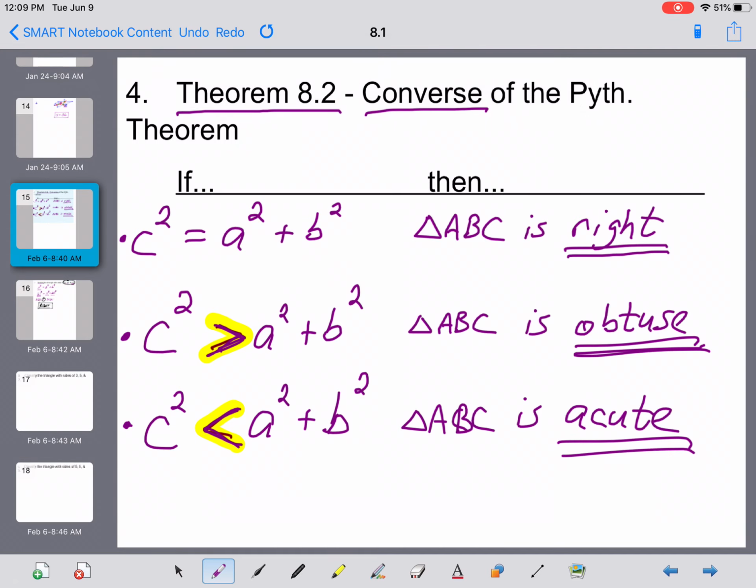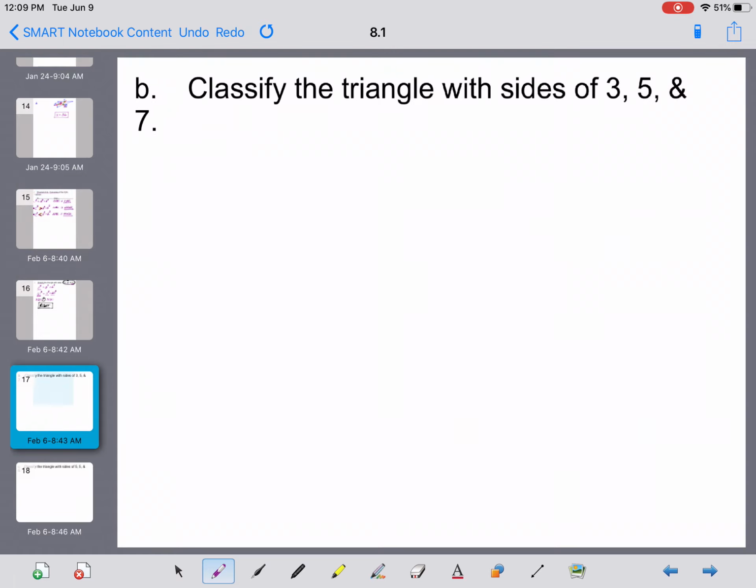So I am going to get rid of some of that junk that I just wrote there. This is the important takeaway. So now with those three things written down, let's see what's going on here in example B, where we're going to classify a triangle with side lengths of 3, 5, and 7.